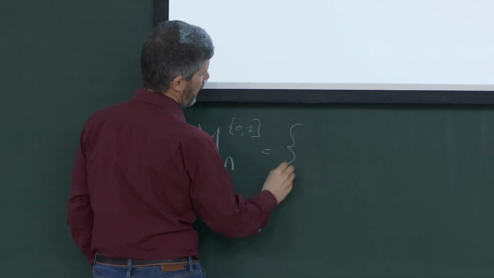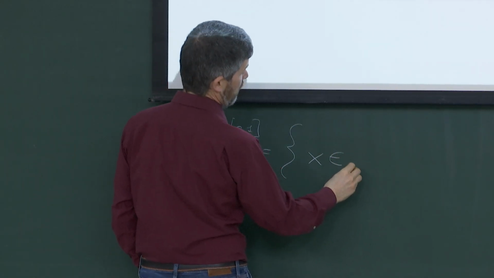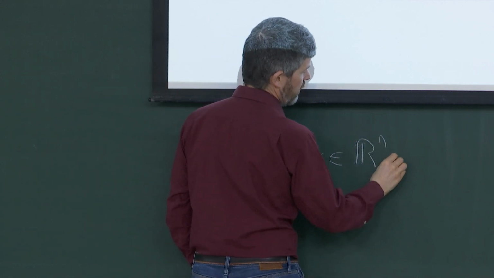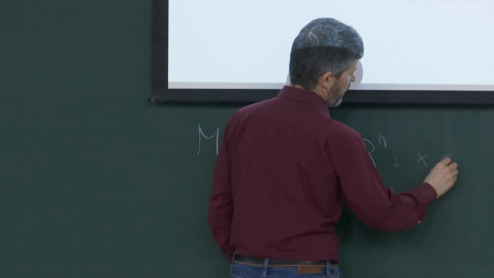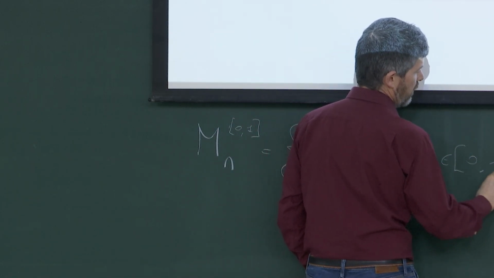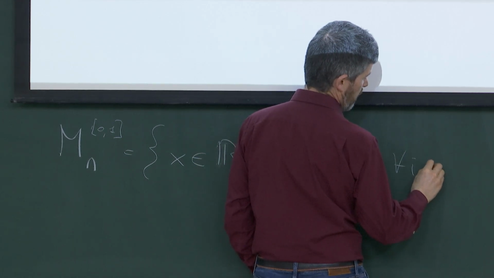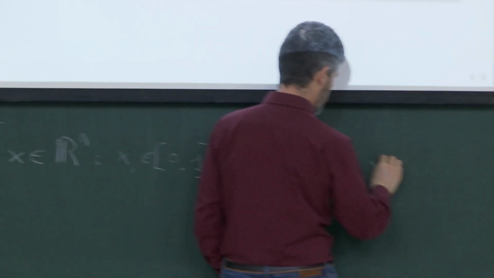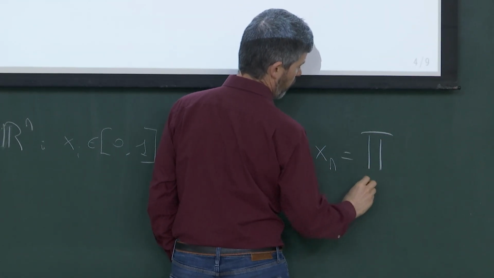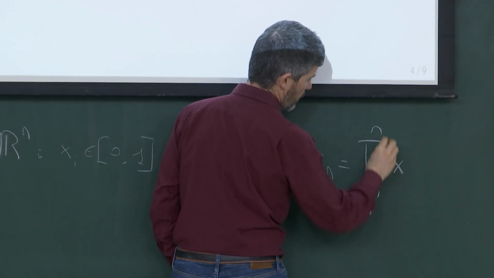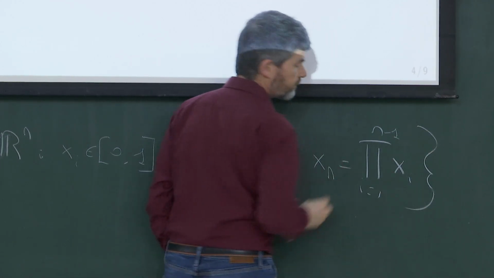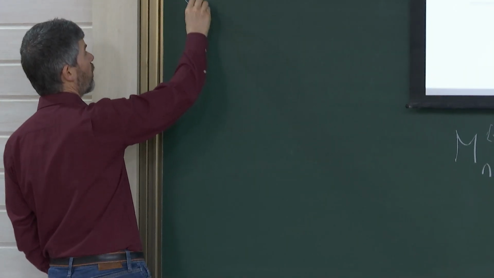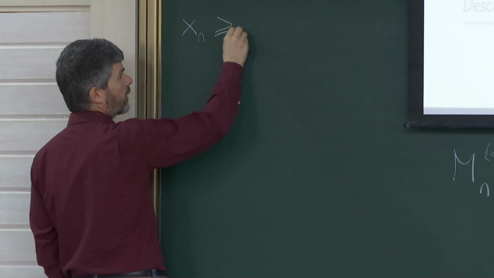Define it this way. It's the set of x in R^n such that xi is in {0, 1} for every i between 1 and n minus 1, and xn is the product from i equals 1 to n minus 1 of xi. So a trivial inequality is that if all the variables are non-negative, obviously the product of them is going to be non-negative, right?